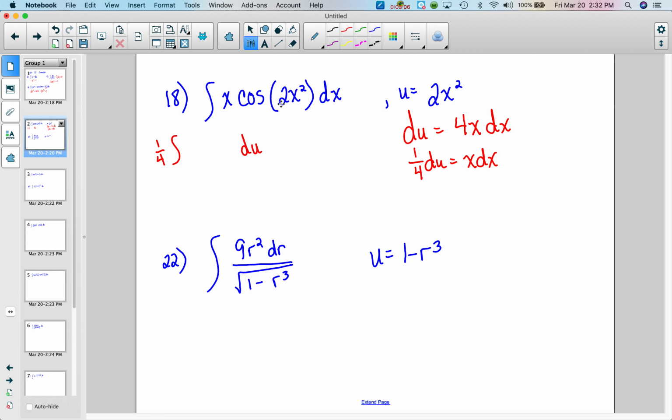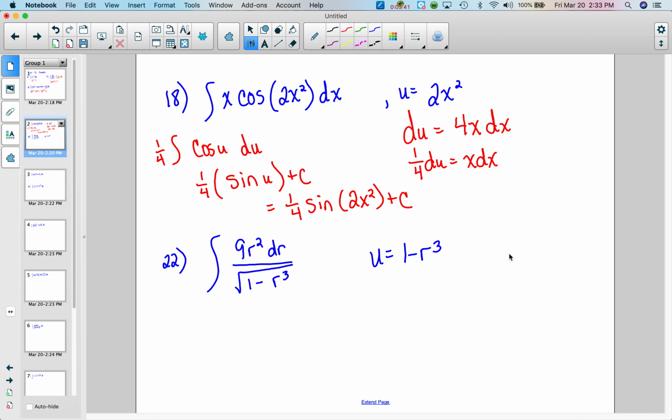And we're going to have cosine u. So here's what we're evaluating. When we do that, we're going to have 1/4 cosine. The antiderivative of cosine is sine plus a constant. And now we remember to put back the u. So we get 1/4 sine 2x squared plus a constant for our answer.